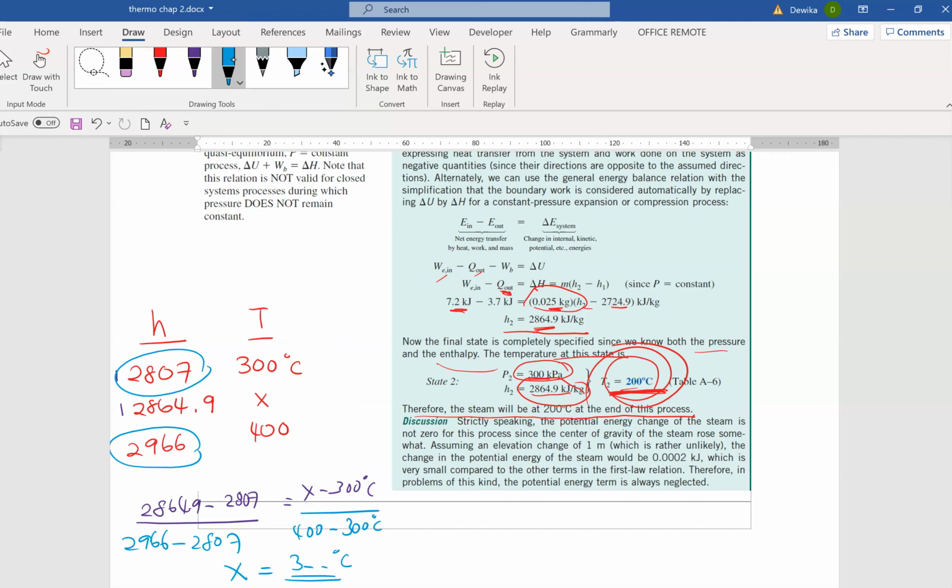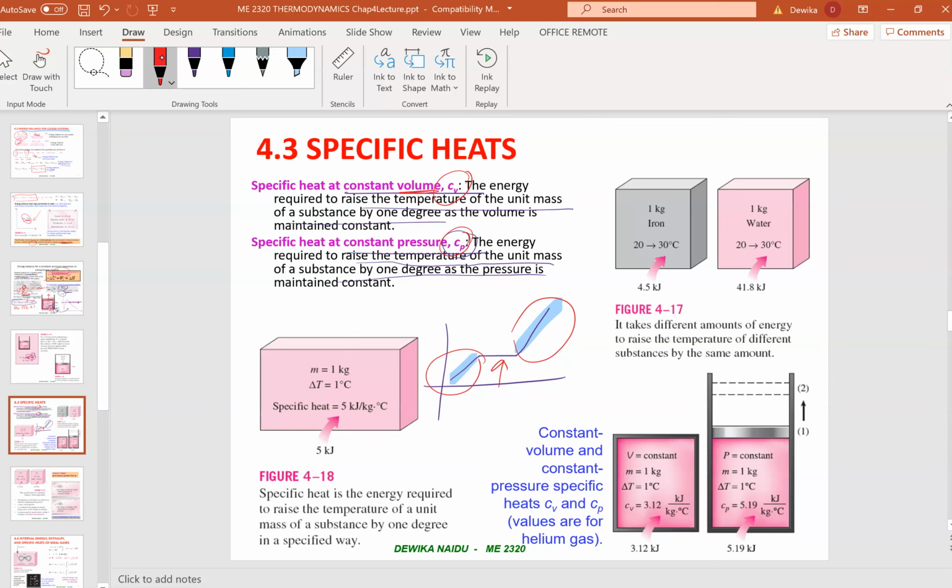So we have two types, Cv and Cp. Cv is for constant volume. Cp is for constant pressure. So how do you find the value of Cp and Cv? Now, before that, let me just tell you.